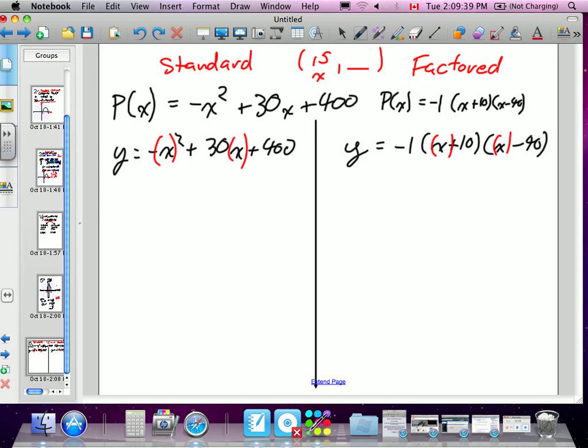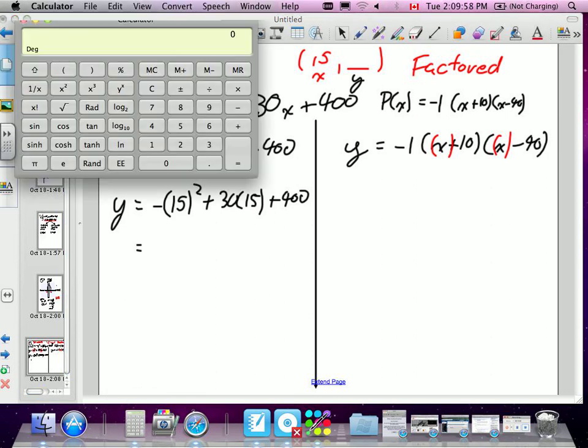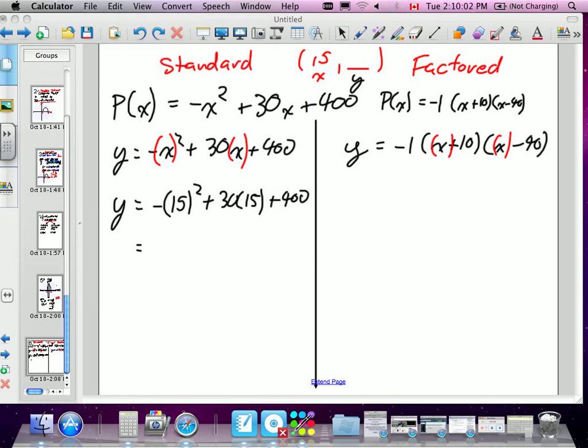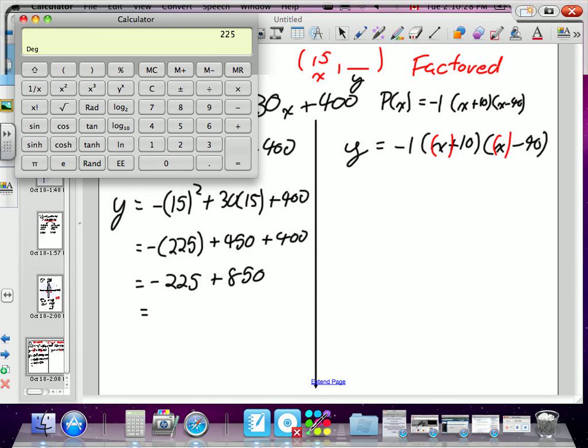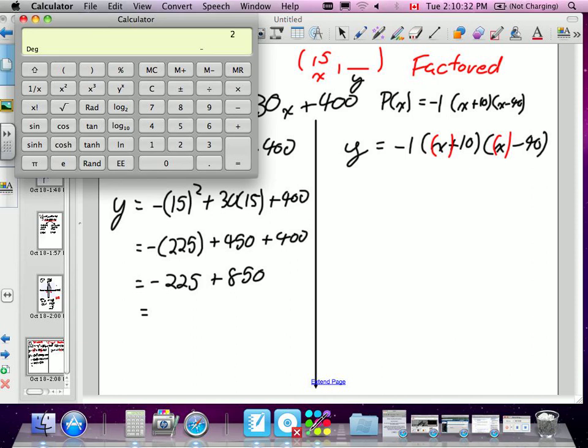So y, which is what we're trying to discover for our vertex, is equal to negative 15 squared plus 30 times 15 plus 400, okay? 15 squared is 225. Now there's a negative sign in front of that, so negative 225, plus 30 times 15, which is 450, plus 400. When we add those together we get 850, and subtract 225, we get 625.